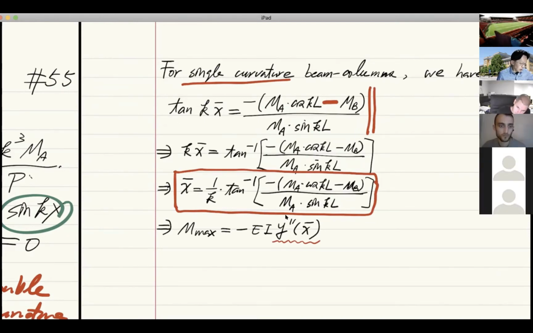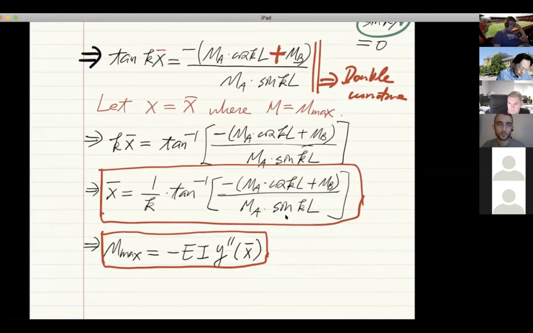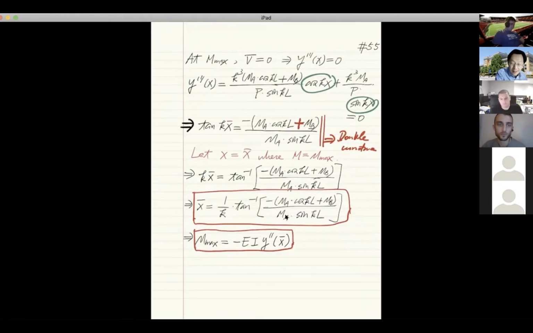Hey, Professor. Yes. Quick question. You said when the coefficient for MB is positive, it's double curvature. So in this case, isn't it technically positive because of that negative in front? No. I mean, when we say positive or negative, that's just a way to refer to the sign. The value of MB and MA will always be positive, as you know, right?